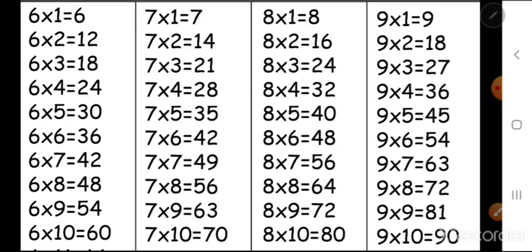9's table now. 9 ones are 9. 9 twos are 18. 9 threes are 27. 9 fours are 36. 9 fives are 45. 9 sixes are 54. 9 sevens are 63. 9 eights are 72. 9 nines are 81. 9 tens are 90.